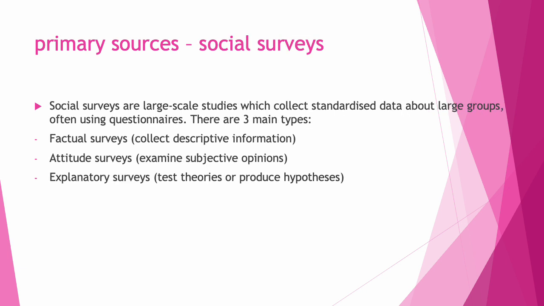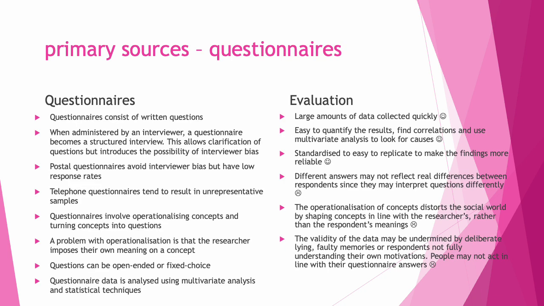Social surveys are large-scale studies which collect standardized data about large groups, often using questionnaires, and there are three main types: factual surveys, attitude surveys, and explanatory surveys. Questionnaires are a primary source of data consisting of written questions. When administered by an interviewer, a questionnaire becomes a structured interview. This allows clarification of questions but introduces the possibility of interviewer bias. Postal questionnaires avoid interviewer bias but have low response rates, and telephone questionnaires tend to result in unrepresentative samples.